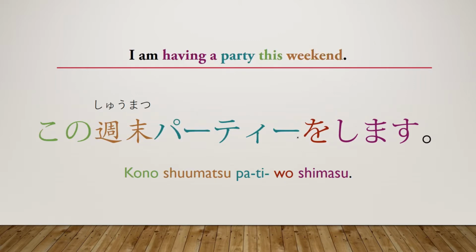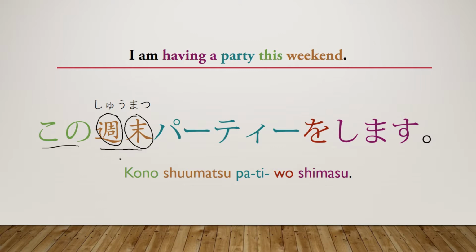The next example sentence is, I am having a party this weekend. That is, kono shuumatsu, party o shimasu. Okay, so shuumatsu is the Japanese word for weekend. If you are more curious, this is the kanji for week, and this is the kanji for end. So it's actually exactly how it is in English. It is weekend. And then we have kono, which we've covered in a previous lesson, just means this.